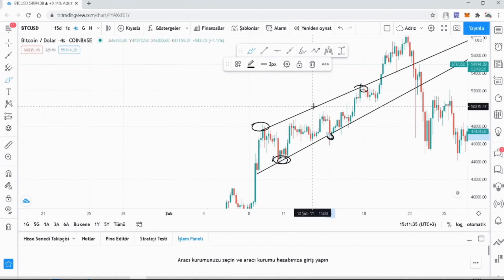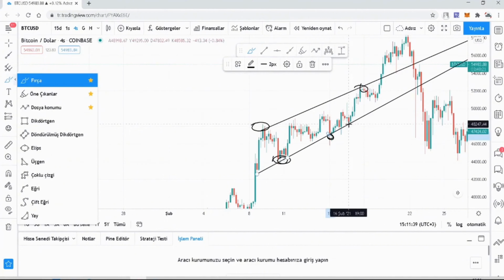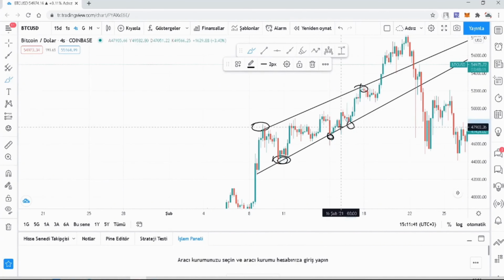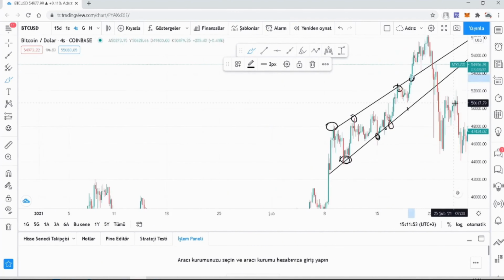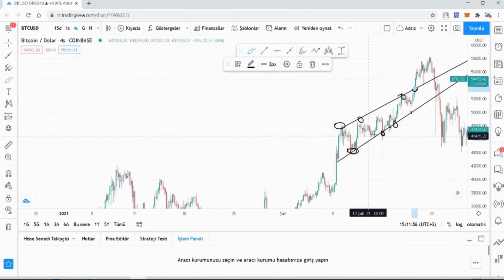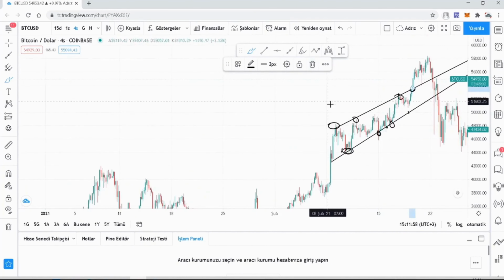And here, this channel always acts as support. These areas have always worked as support. The places where declines have reversed. Here, these areas at the top have always acted as resistance. And here, it has now firmly broken the resistance. We can find support and resistance levels like this using trend lines.